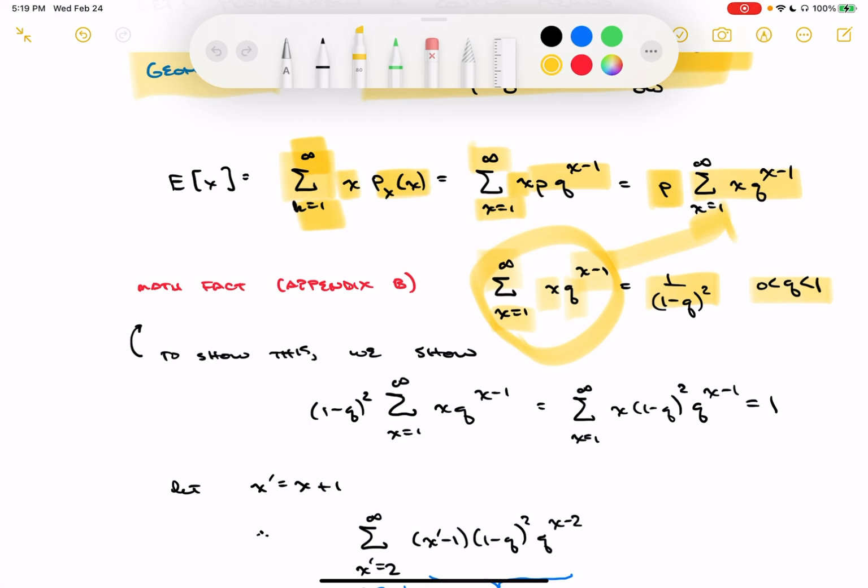But before I just use a math fact, I'd like to prove it. I'd like to show that. So here's how I'm going to do that. I'm going to take both sides of this expression and multiply by (1 minus q) squared. That gives me this on the left: (1 minus q) squared times that sum. And on the right side, I would get 1 over (1 minus q) squared times (1 minus q) squared, that just gives me 1. So I'm going to have this go to 1. I'm going to take this (1 minus q) squared on the inside. It's not a function of the sum variable x, so I can bring it right through that sum sign, no problem.